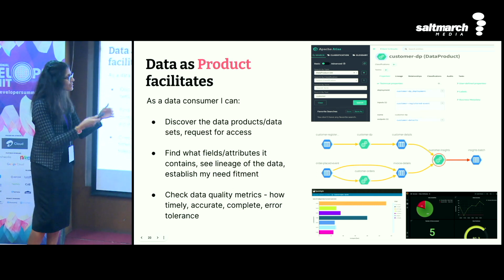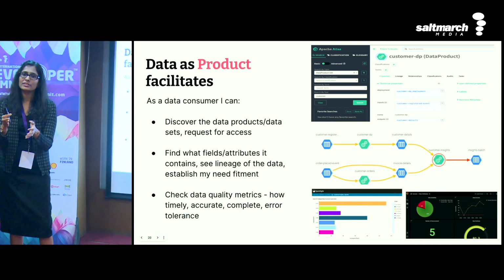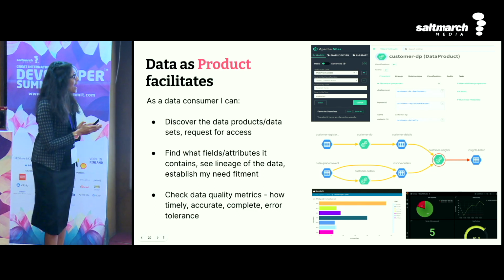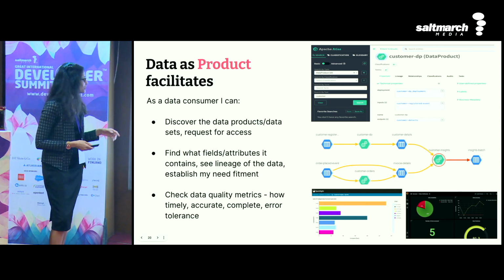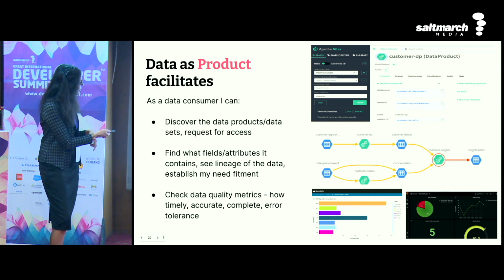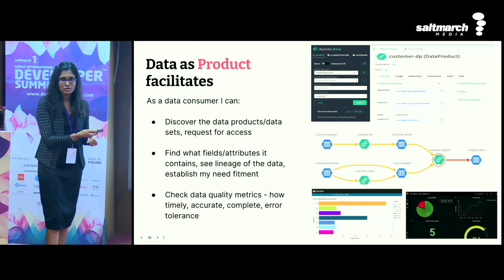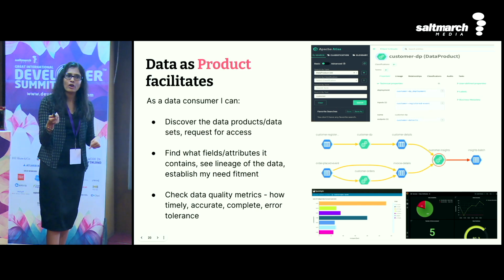I can figure out what is the metadata that is associated with each of the data products, and understand what are the SLOs associated with them. In the second screenshot, you can see the lineage that I was talking about. Where is this data coming from? What kinds of transformations is this data going through?